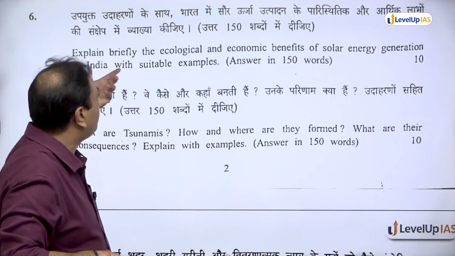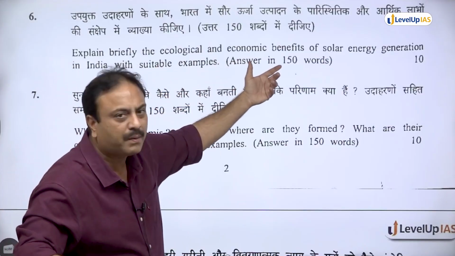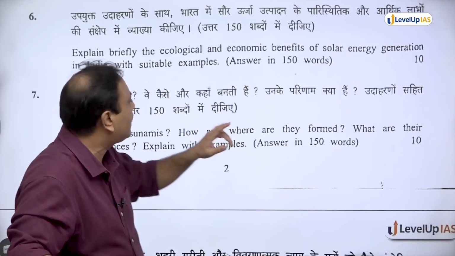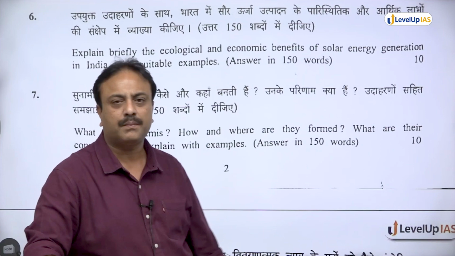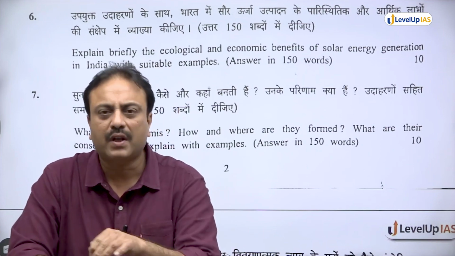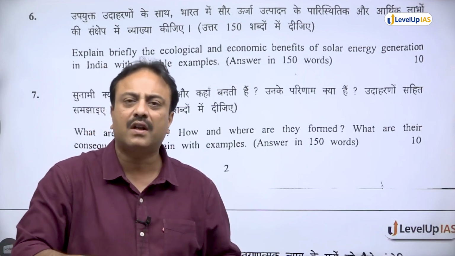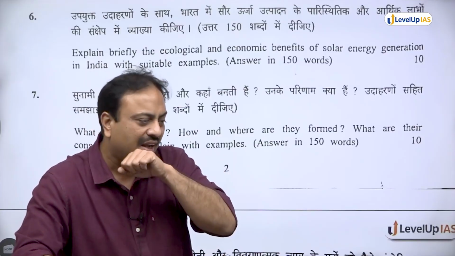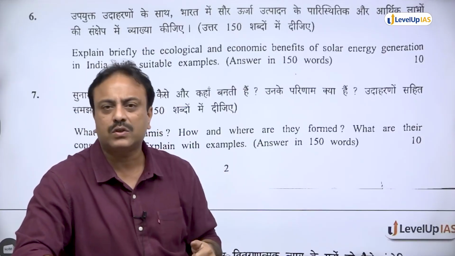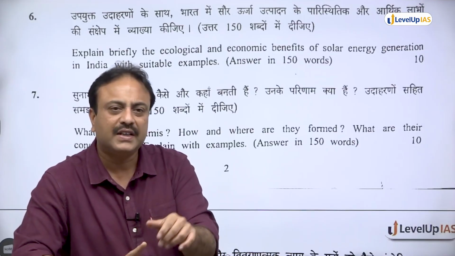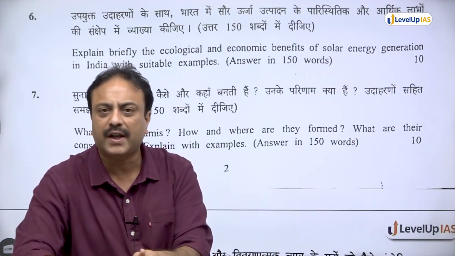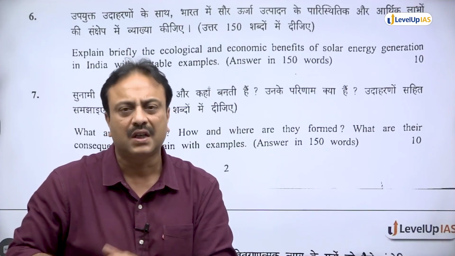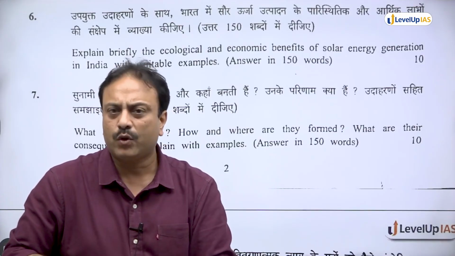Now the question asks you briefly for the ecological and the economic benefits. Two sections are there: one is ecological and the other is economic benefits of solar energy generation, along with suitable examples. You have to provide examples also. So what can be the ecological benefits of solar energy? Number one, the first benefit can be reduction in greenhouse gases. Then you can get cheap electricity by this. Pollution will not take place. Air quality index will be comparatively better because coal thermal power plants deplete the air quality.